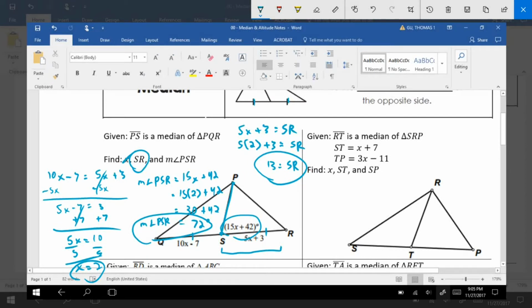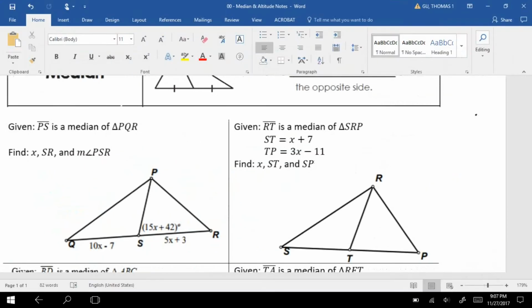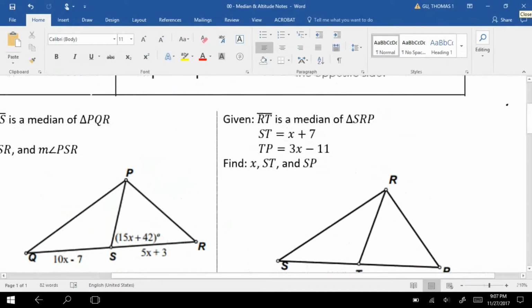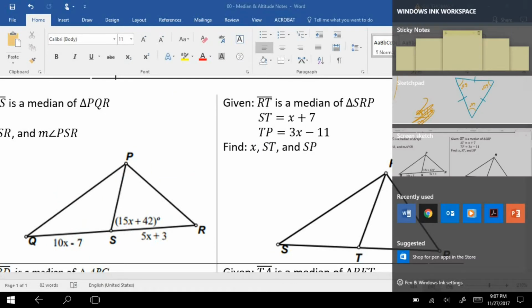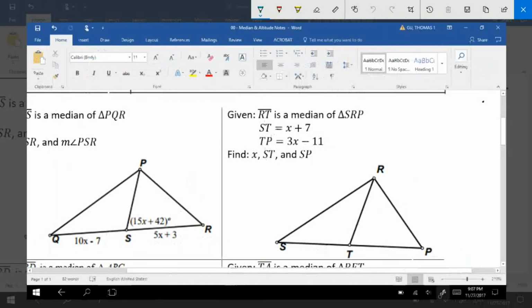Let's do the next one. All right, let me erase all this. Scoot it over. Make it a little bigger. And there we go. So this one, RT is a median of triangle SRP. Okay, this time we're going to label our own stuff. First of all, if it's the median, that means it's connecting the vertex and a midpoint. So that means ST is congruent to TP.